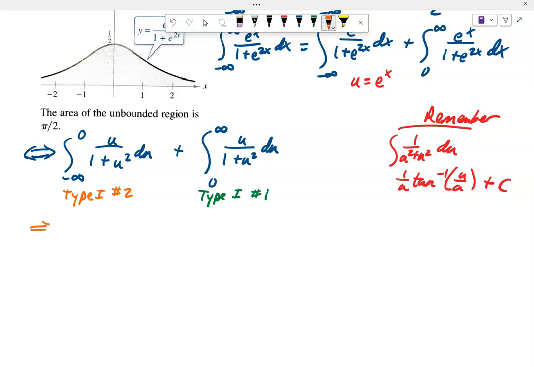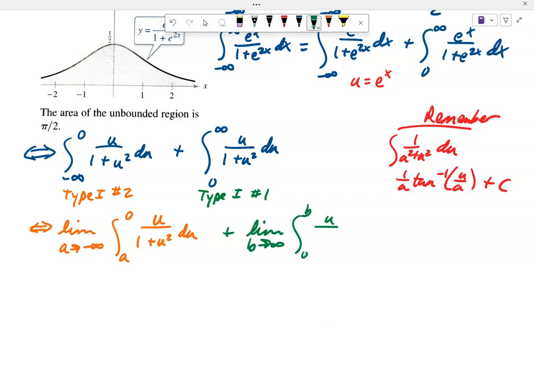And so this will become the limit as a goes to negative infinity of the integral from a to 0 of, I'm sorry, u over 1 plus u squared du, plus, and here we've got type 1 number 1, so we're going to go limit as b goes to infinity, 0 to b, u over 1 plus u squared du, right?